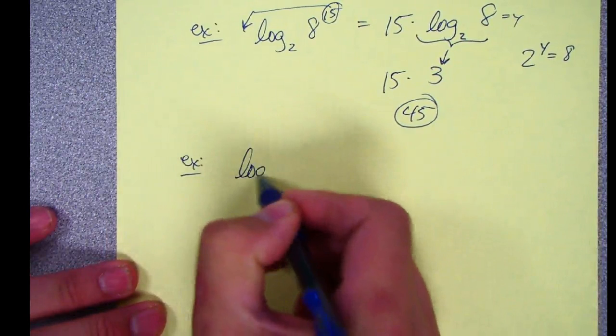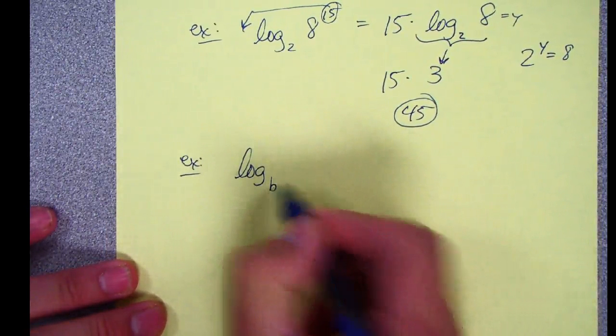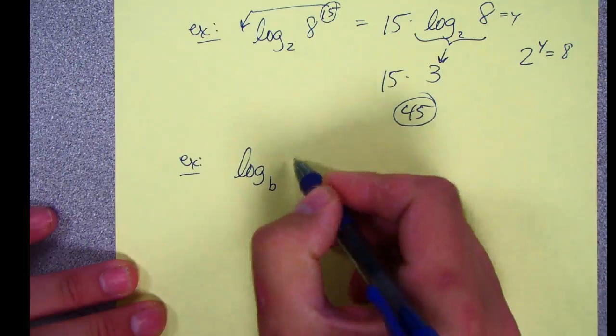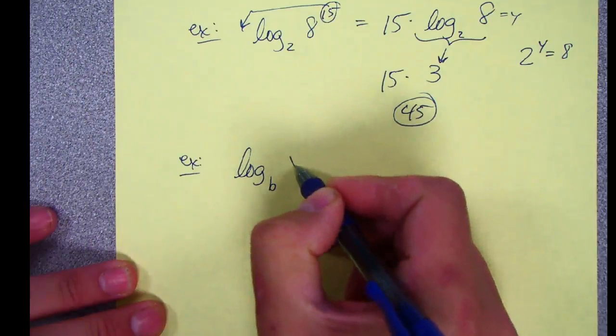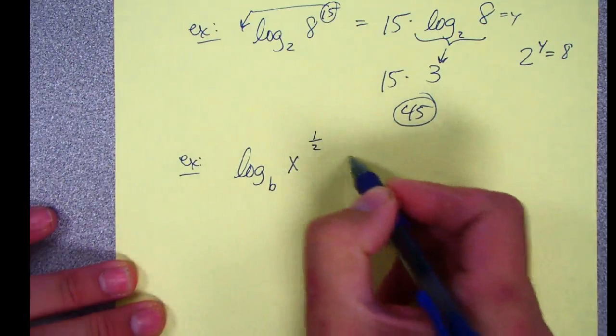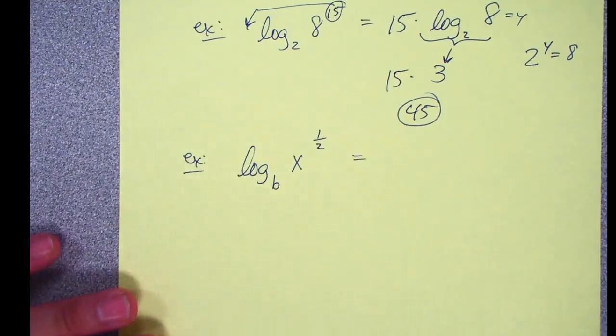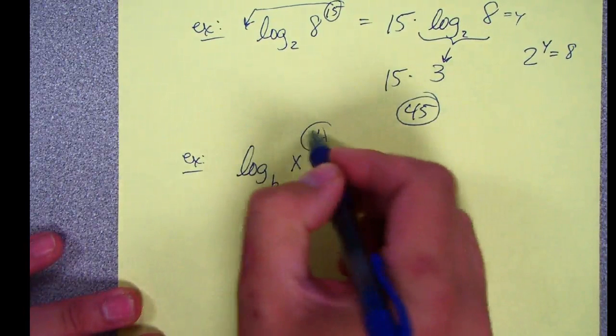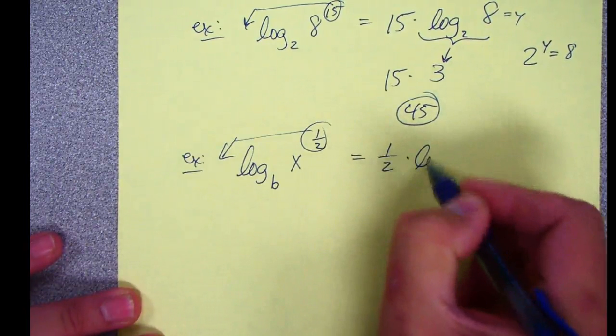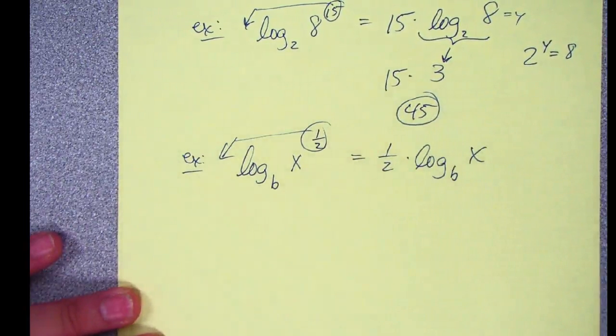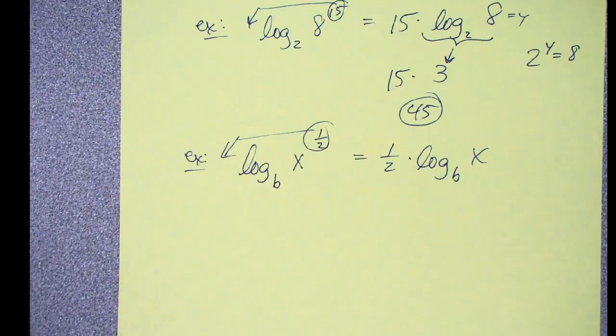If you had log base b of x to the 1/2, this could be a situation where you have to rewrite it, but you can't really solve it because you don't have enough numbers. That would be the same as if I took that 1/2, dropped it in front, and did that. All right, so hopefully that helps you with logs. Again, that's just an advanced algebra pre-calc thing that people often need reviewed, so we're taking some time to do that to make sure we get that straight going forward.